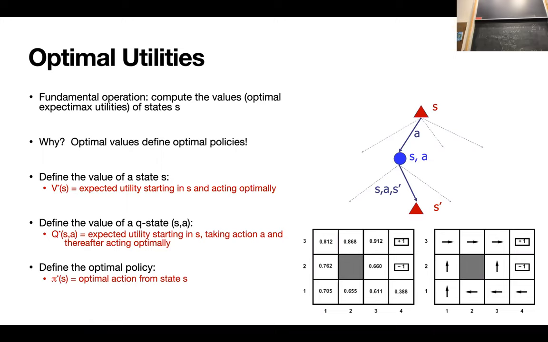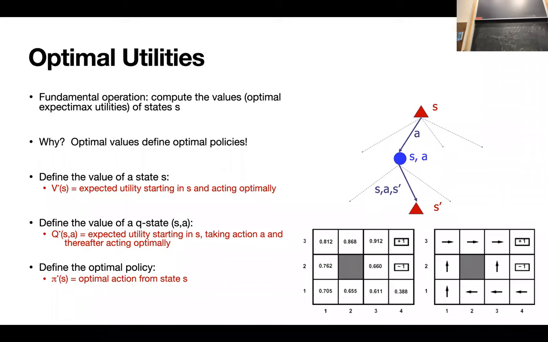Notice how we use the star in V star, Q star, and pi star to define the optimal. These are optimal quantities, and we're trying to find them. If you confuse what I mean by values and policy, this is what they look like. This is an example of values.